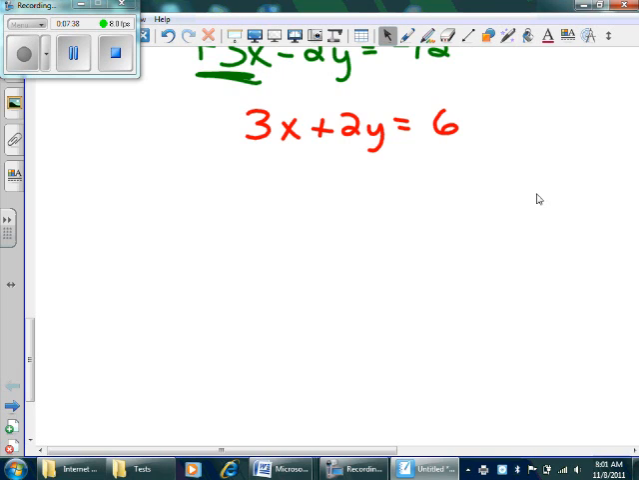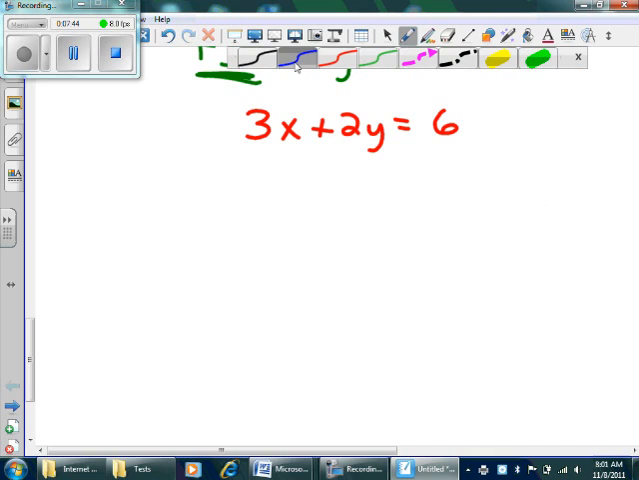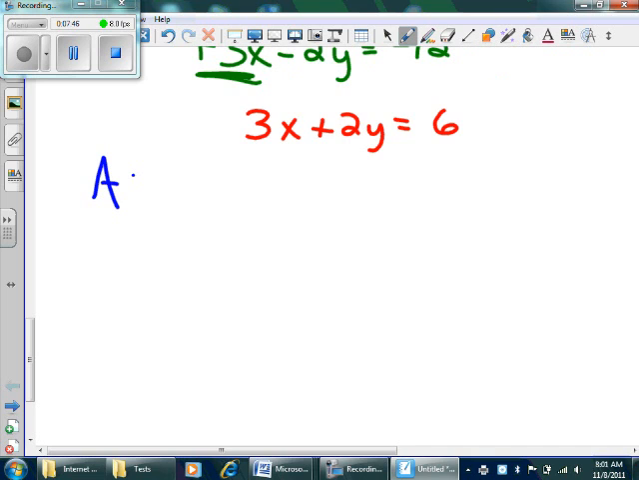So when I am in standard form, something really cool happens. First thing I'm going to do is I'm going to identify A, B, and C. That's my first step. So I'm going to say A is 3, B is 2, and C is 6. All right. Some really cool things happen. I can use some shortcuts.